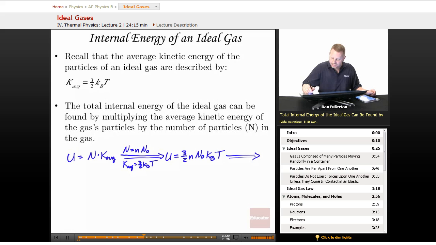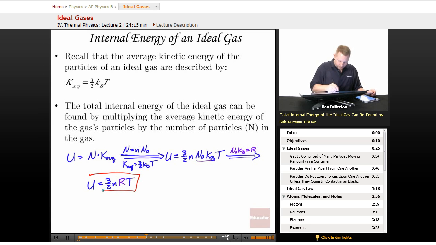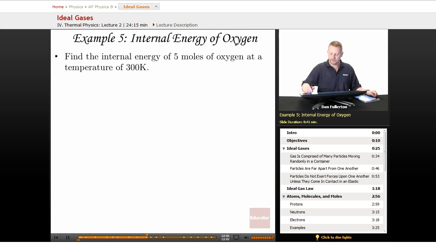This implies then, however, Avogadro's number times Boltzmann's constant is that universal gas constant, R. So I'm going to take that and replace it with R to write that the total internal energy, U, is 3/2 nRT. I have a formula for the total internal energy of an ideal gas. Let's see how we can use that.